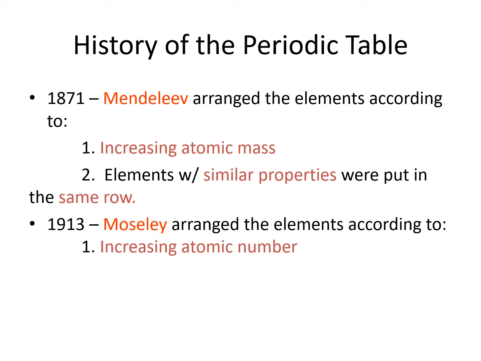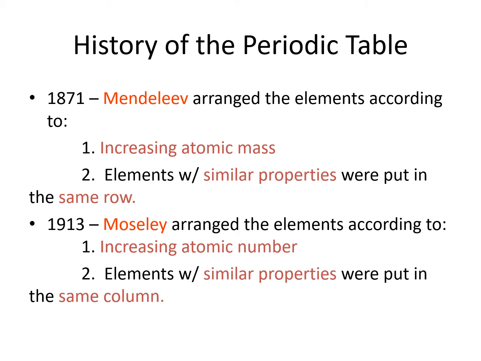Then, a bit later, in 1913, Moseley arranged the elements according to increasing atomic number, so the number of protons in the nucleus. And with this arrangement, elements with similar properties ended up in the same column or family. So that is the arrangement of the periodic table today.